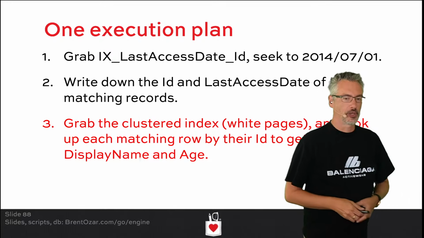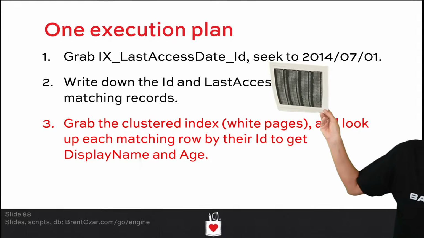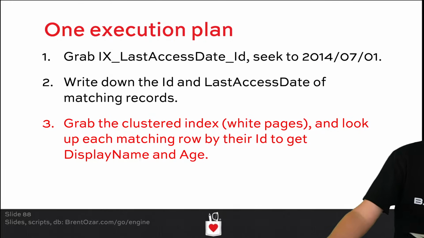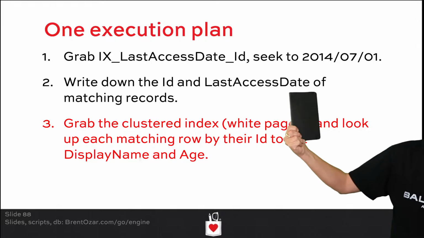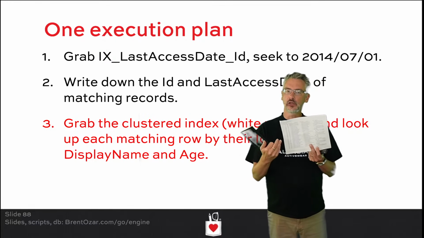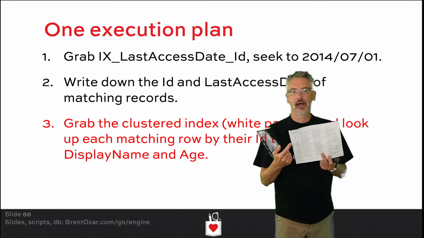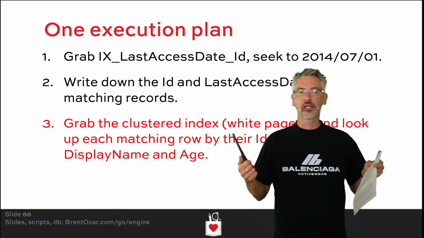So one way that you could do it is you could grab your index, go seek in to July the 1st of 2014. You could write down the ID and last access date of your matching records. Then, after you'd found them, you could go over here and hit the key lookups to go look them up by ID.